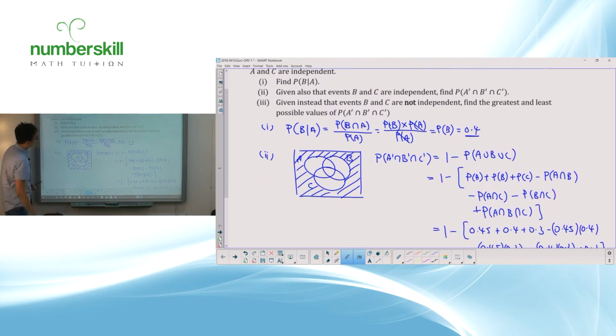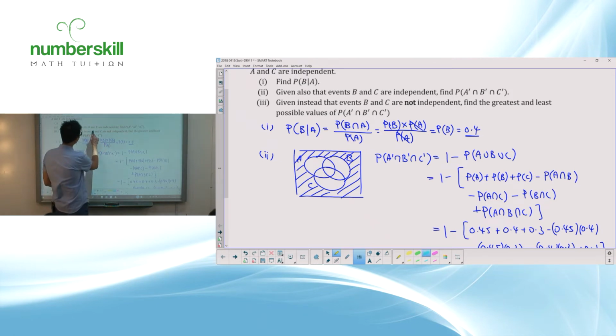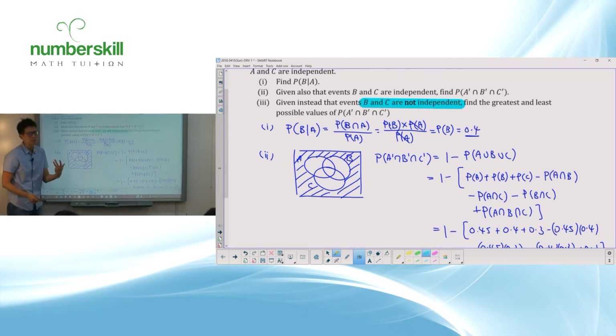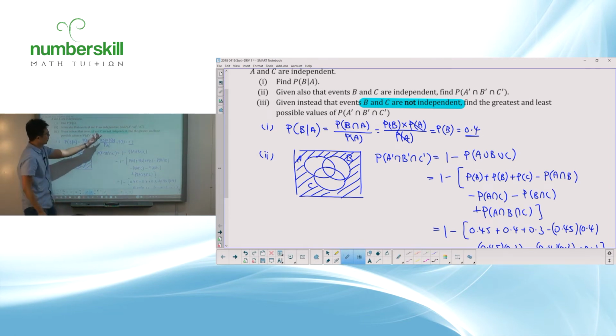Given instead that now B and C are not independent. Suddenly now they are not independent. So what difference does it make? Only one thing, right? When they are not independent, then the B intersect C, you don't know. Because it's no longer B times C anymore, right? So that is the only thing that has changed for this part.